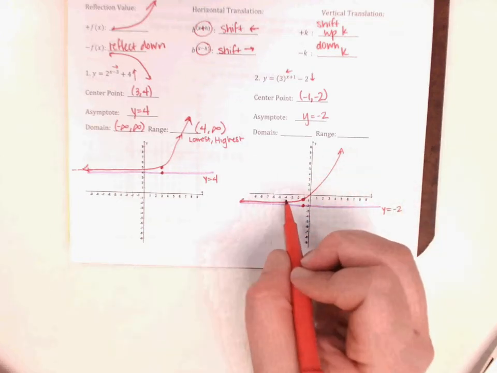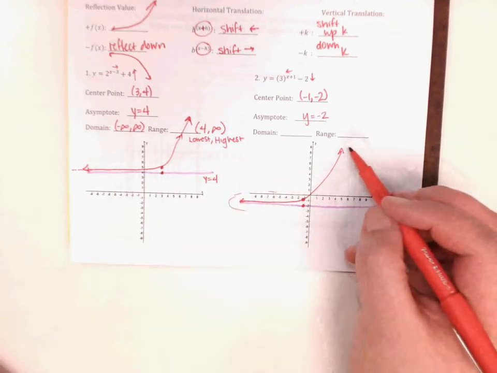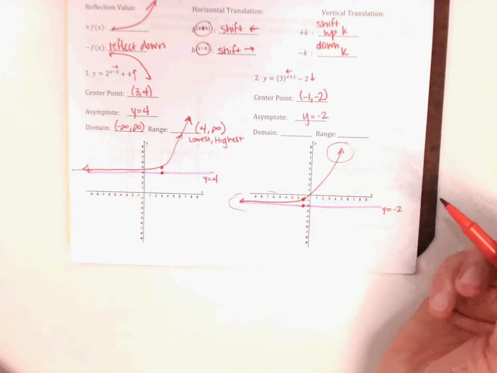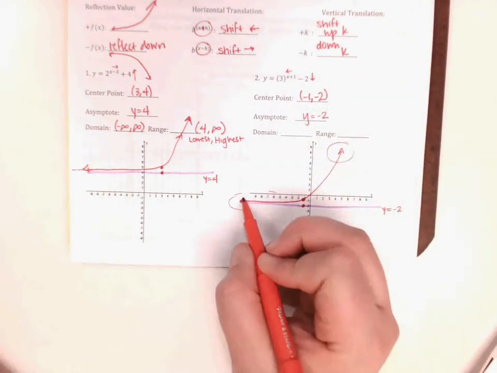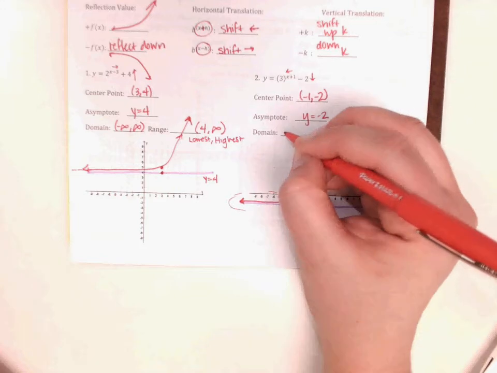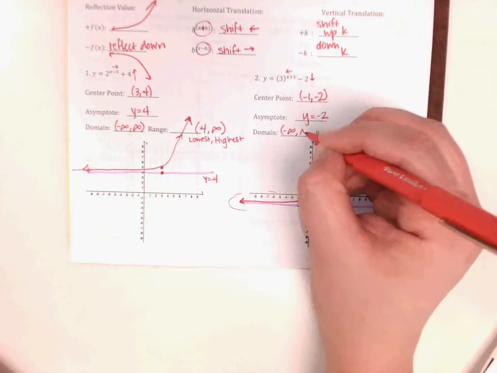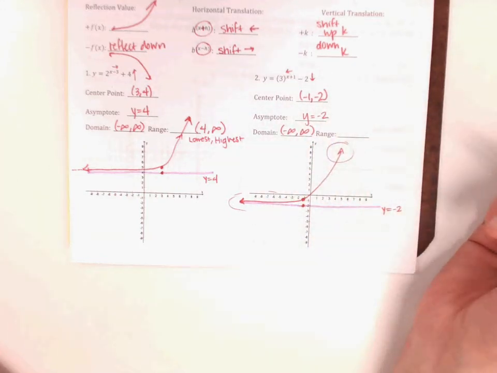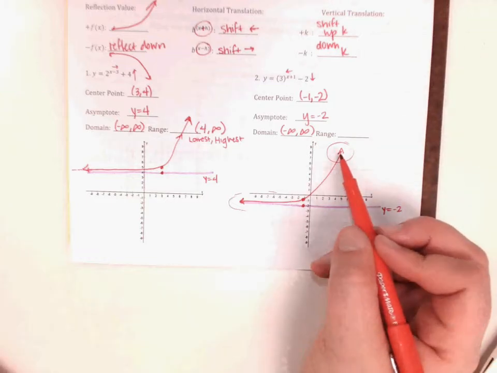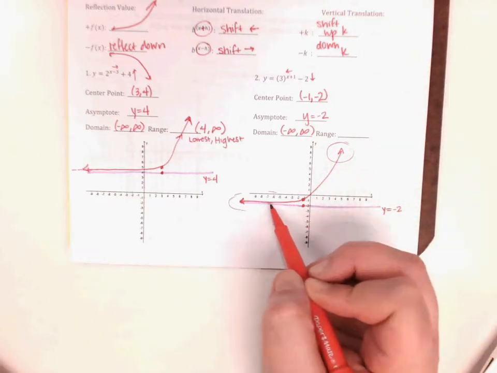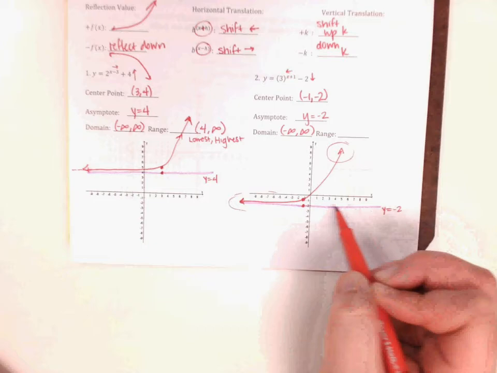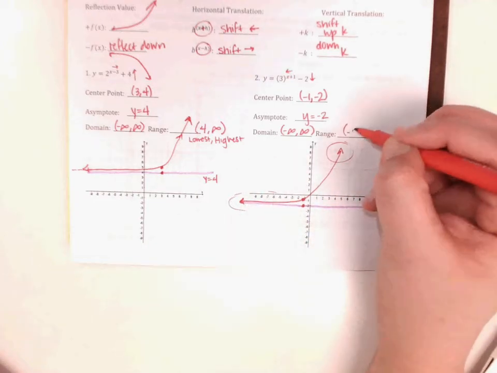This side, remember, it's getting closer and closer. This side is going up forever. So my domain, this side's going to the left, that side's going to the right, so it's going to be negative infinity to infinity. But my range, this time, my graph can go below 0 all the way to my purple line, which is at a y value of -2. So that would be from -2 till infinity.